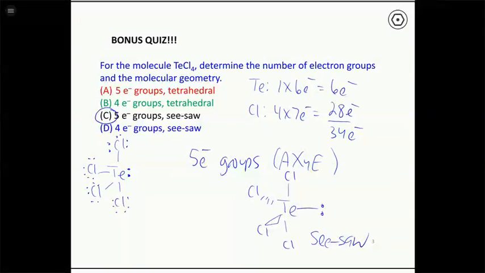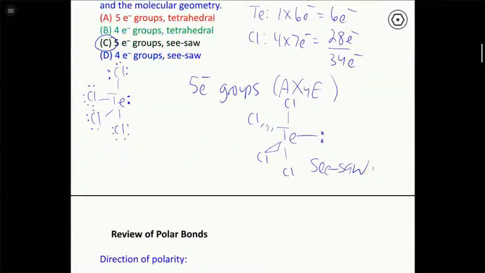So A had the correct number of electron groups, but remember we're only going to see a tetrahedral geometry when there's 4 electron groups. So whenever you have 5, you're never going to see tetrahedral, and the rest of these had 4 electron groups as part of the choice, so that's not going to be correct either. All right, so take some time to practice that on this week's homework, and it's going to be very important for what we talk about today.